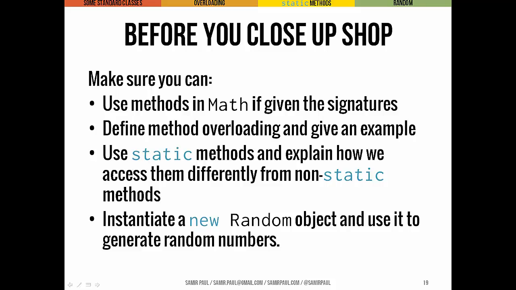You want to be able to know exactly what method overloading is and give me an example of method overloading. In particular, be able to tell me how exactly the compiler can tell which version of a method we're calling. It can tell based on the parameter type that we pass in, the argument that we pass in.